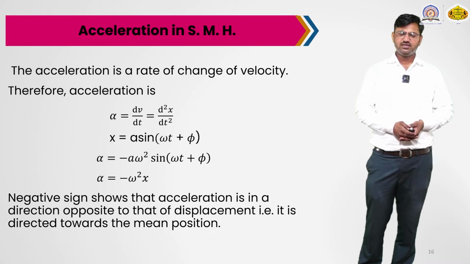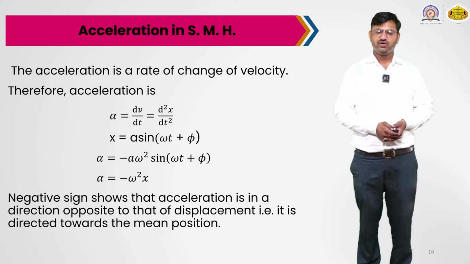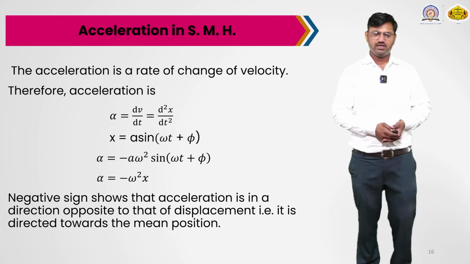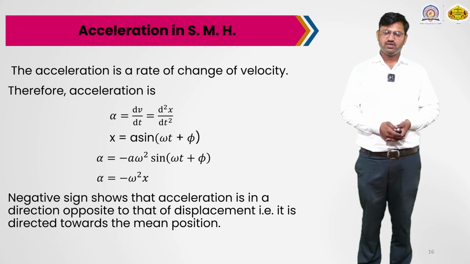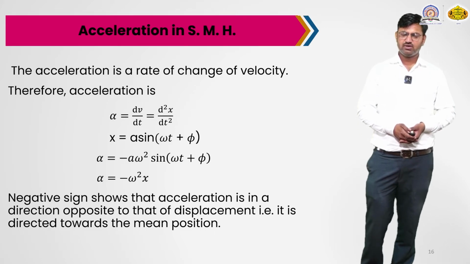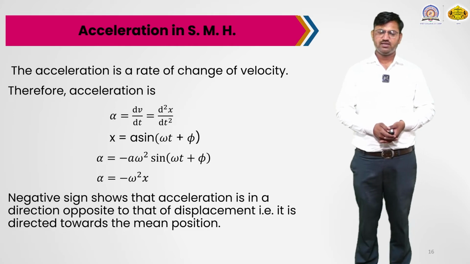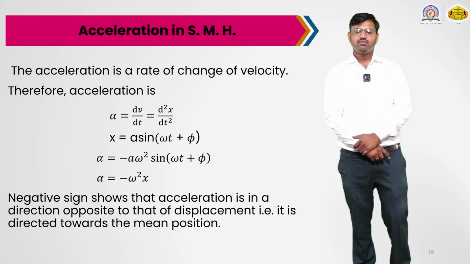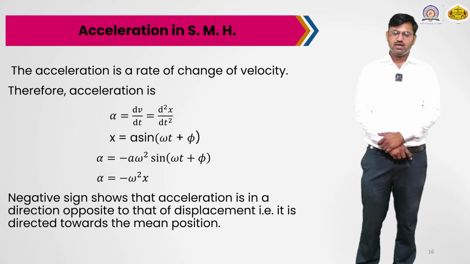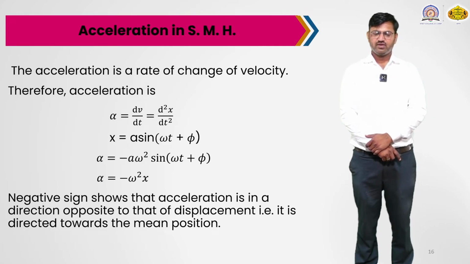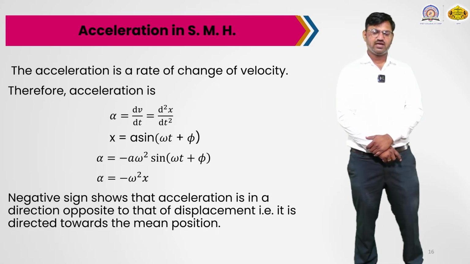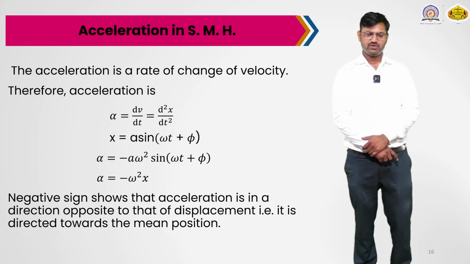The acceleration is the rate of change of velocity. Therefore, the acceleration alpha is equal to dv upon dt is equal to d square x upon dt square. Here x is equal to a sin(omega t plus phi). Therefore, alpha is equal to minus a omega square sin(omega t plus phi). Substitute a sin(omega t plus phi) is equal to x. Therefore, alpha is equal to minus omega square x.